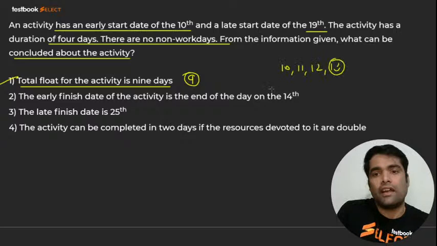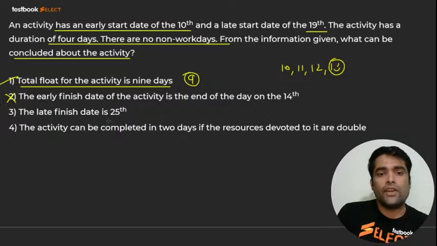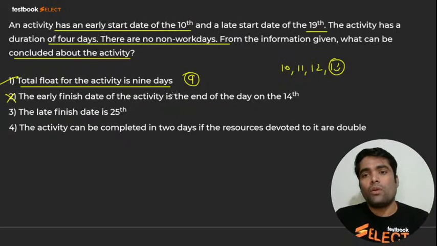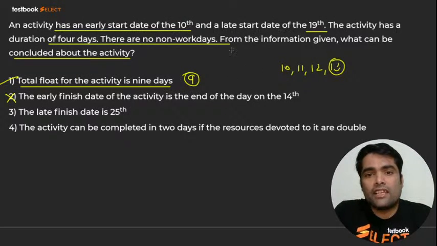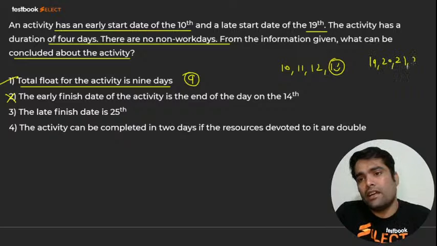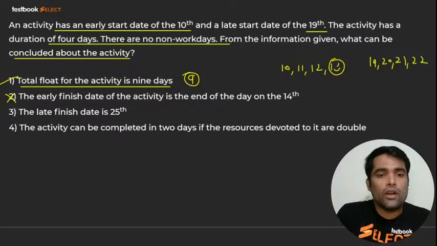So it's incorrect. The late finish time is what, my dear? No, it should not be 25th. What should it be? Late finish time. My late start date is 19. So 19 is there, 20 is there, 21 is there, 22. So it should not be 25th as well.